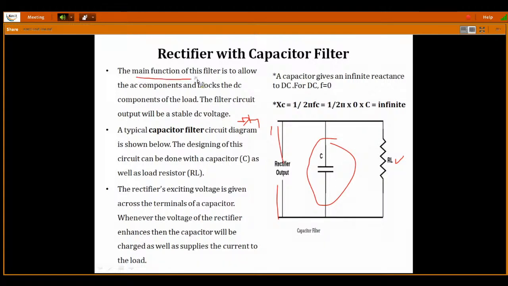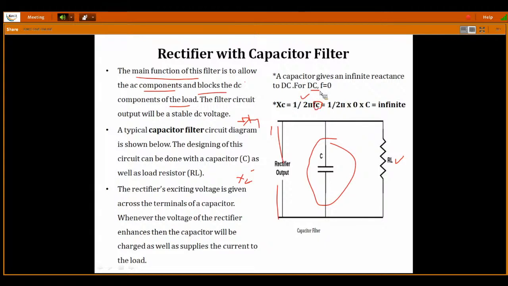The main function of the filter is to allow the AC components and to block the DC components from reaching the load. The capacitor will block the DC component and allow only the AC component. Why? You know very well: the reactance XC is equal to 1 by 2 pi FC. Now, what is the frequency component in a DC signal?